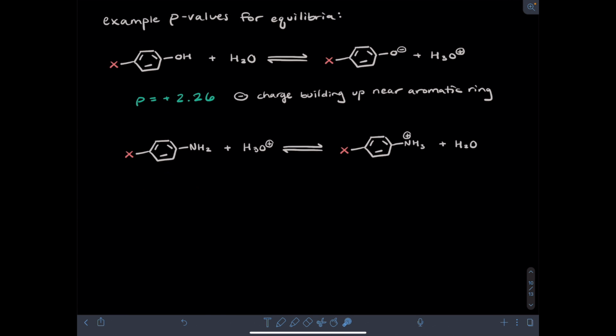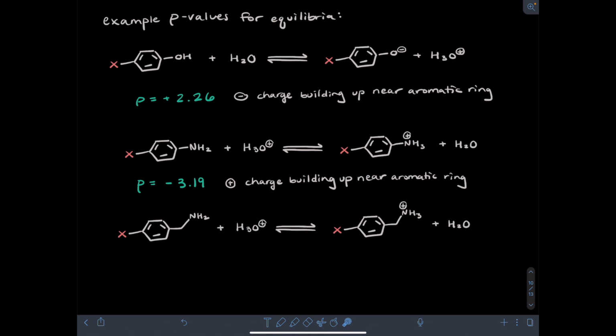Instead, let's consider X substituents that are para to an NH2 group. I would call these aniline derivatives. We could look at how this base could react with hydronium to generate a cationic ammonium conjugate acid and water as a conjugate base. Rho, the slope of the Hammett plot, is negative 3.19 for this equilibrium. The fact that rho is negative means that positive charge is developing near the aromatic ring. And we can see this because the nitrogen has a positive charge on it in the product side.